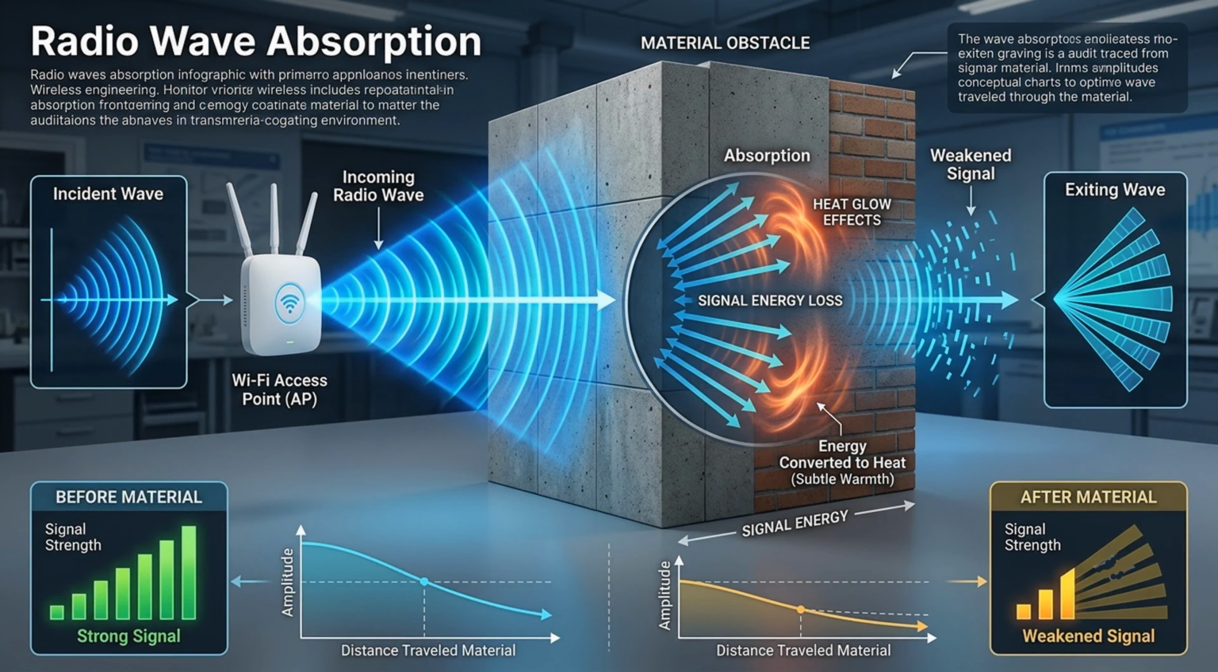Radio wave absorption. The next important propagation characteristic of radio waves is absorption. Absorption occurs when a radio wave passes through a material and a portion of its energy is converted into heat or otherwise lost within that material. As a result, the signal emerges weaker than it was before encountering the obstacle.